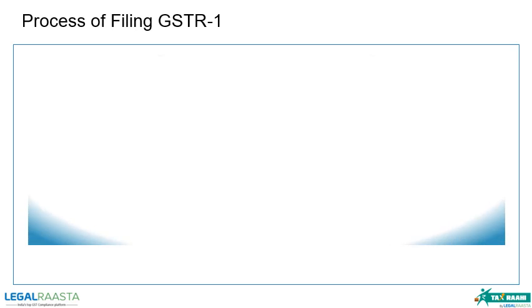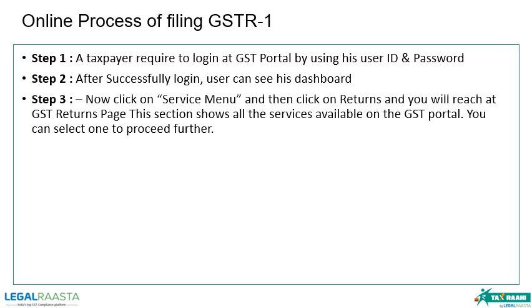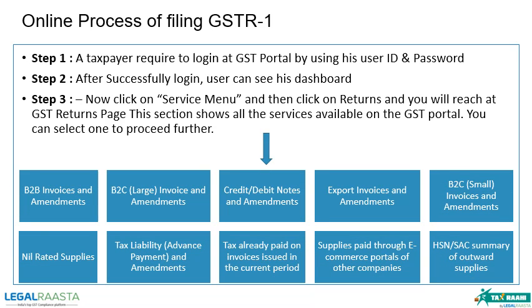There are two ways to file GSTR 1. Either you can upload the GSTR 1 Excel via utility or you can do direct data entry at the GSTN. First, you have to log in at the GST portal. After successful login, you can see your dashboard. Then you have to click on the Services menu and opt for Returns. There you can select any of the options given above.